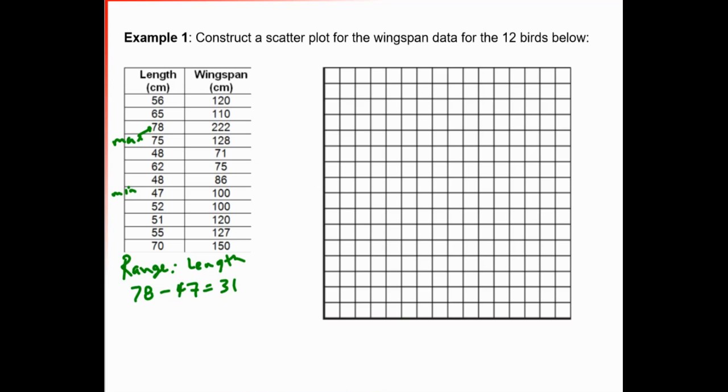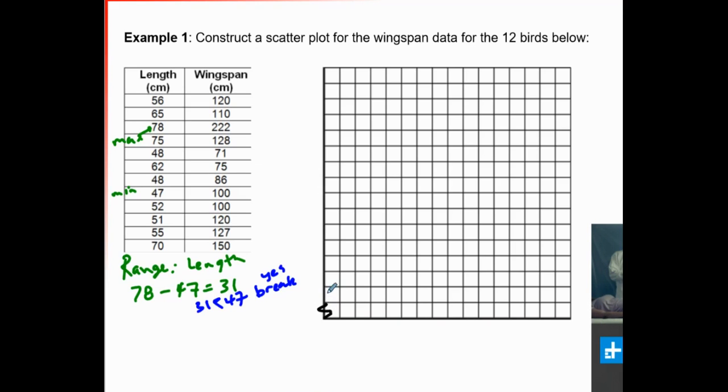So 31 is less than 47, so a break is a good idea. Yes, break. What that means is on our grid, we build, actually, sorry, length is on the other side. We build a break. There's our break. All right, next we try wingspan.